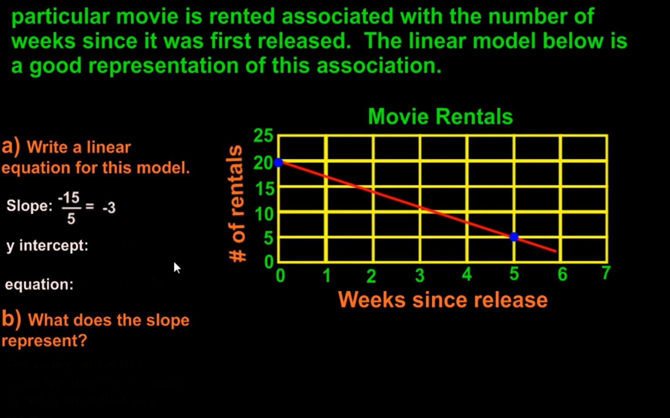The y-intercept is a little easier to find because all we have to do is look at the y-axis, and we can see that the line crosses the y-axis at 20. So our y-intercept would be (0, 20). We can take those and put them into an equation: y equals negative 3x plus 20.